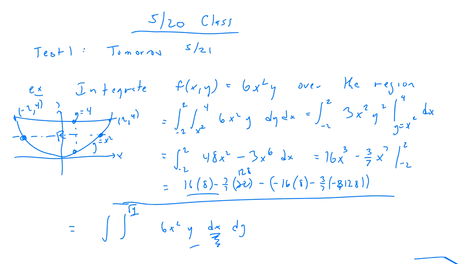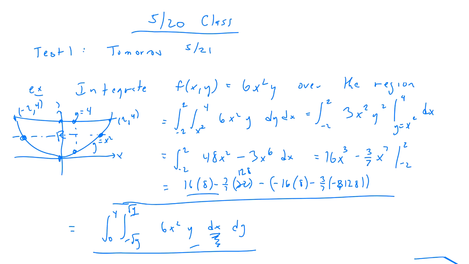Right, so the reason it looks a little weird is we have y equals x squared. If we solve for x, we get plus or minus the root of y. And that is true for what range of y's? So from here to here, which is 0 to 4. So we can also do it that way.